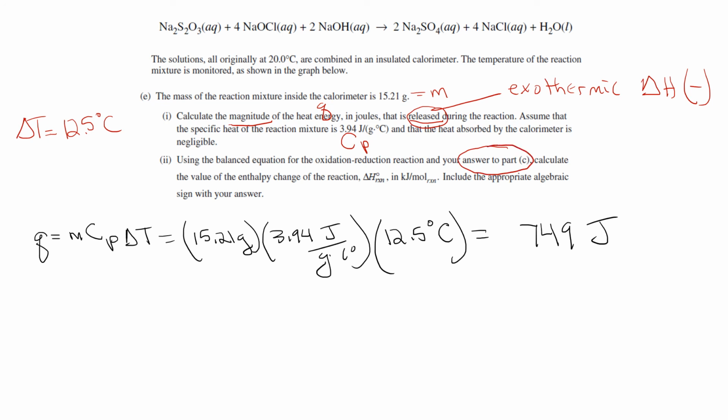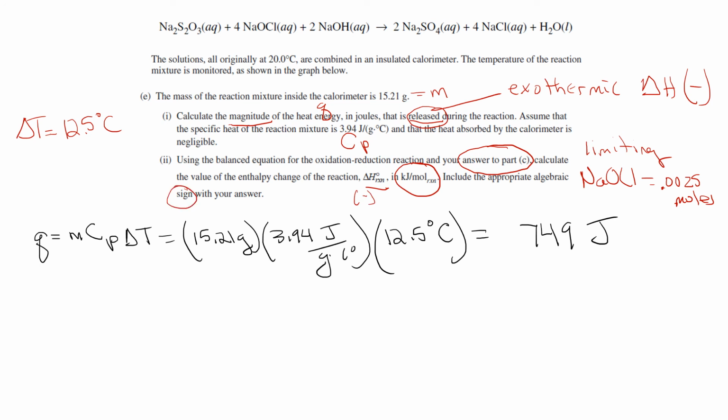In part C, I figured out that my limiting reactant was sodium hypochlorite, and I had 0.0025 moles of that substance. So that's what I found out in part C. They want us to calculate the value of the enthalpy change of the reaction in kilojoules per mole of reaction. So I know, and it is delta H, so my answer is going to have to be negative here because they are asking for the correct sign with your answer.